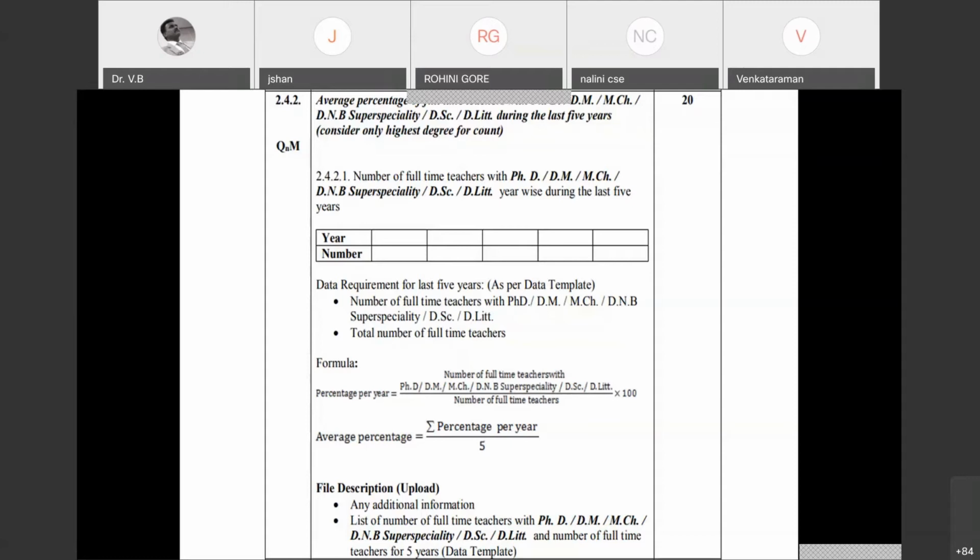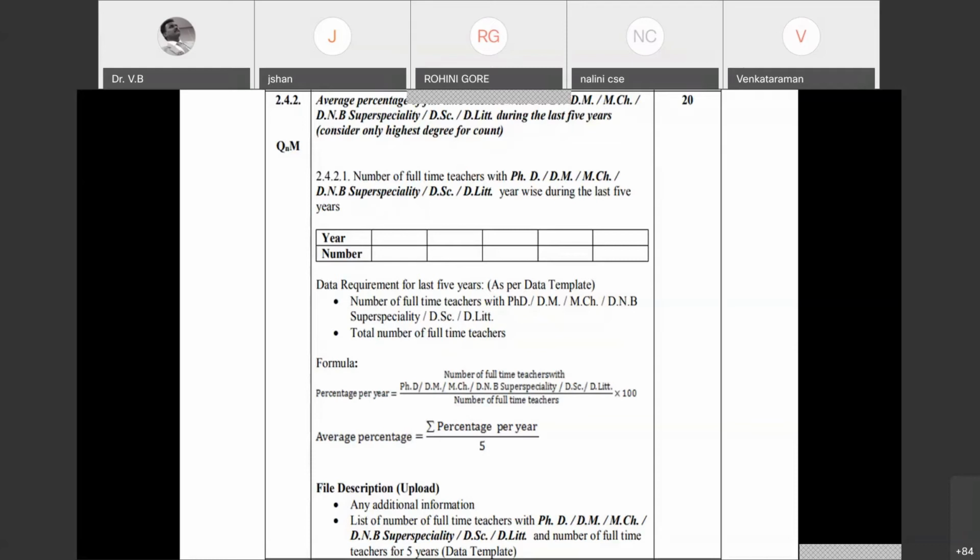And here, how this will be verified by the DVV is, once you give the year-wise list of teachers, and you will also be giving the names of these teachers, then the data validation and verification committee can ask for a copy of the PhD or DM, MCH certificate of a particular staff.